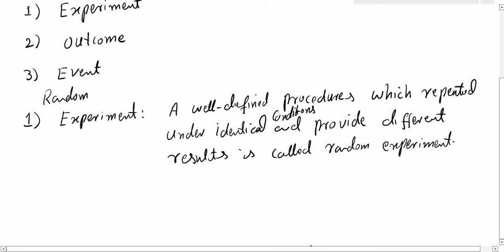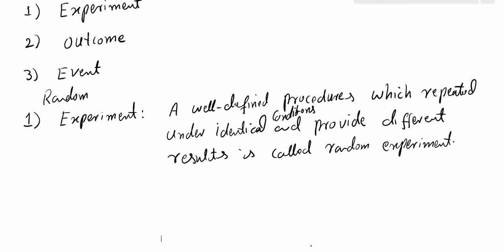You can think, why identical conditions? Because if you are tossing a coin on the grass, that will give you different results. And if you toss a coin on the floor, that will give you different results. And if you toss a coin in the sand, in the desert, that will give you different results. So that's why it is necessary that a random experiment is a well-defined procedure repeated under identical conditions and provides different results. Sometimes head, sometimes tail, maybe two times head and two times tail, and so on. So the identical condition is important in that way.